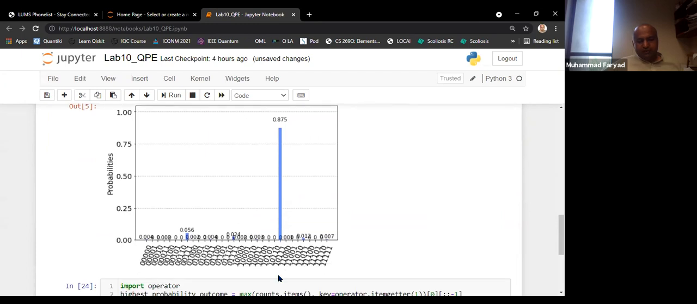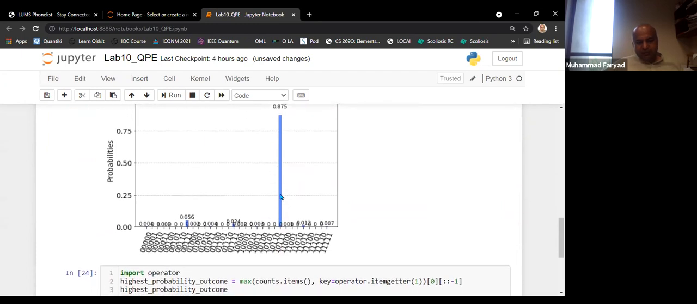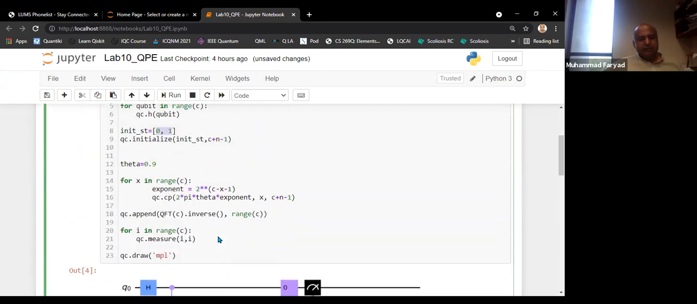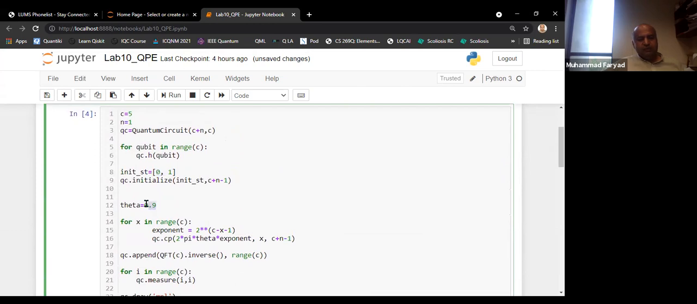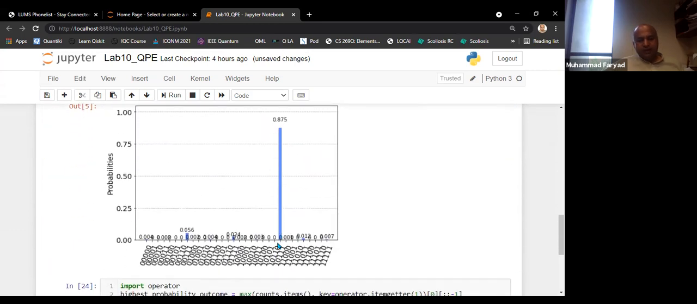So how do I get it? The way is that I see which state is coming with the highest probability. It's 1, 0, 1, 1, 1. And you see these other states because of the approximation errors to represent this value 0.9 theta using these 5 qubits that we have specified. But anyway, let's choose this highest probability.